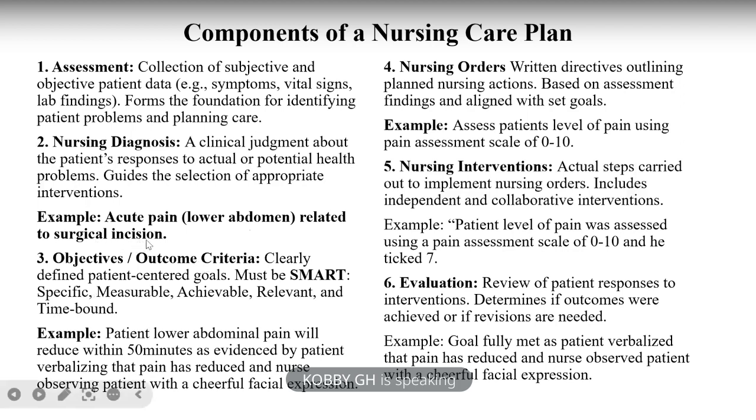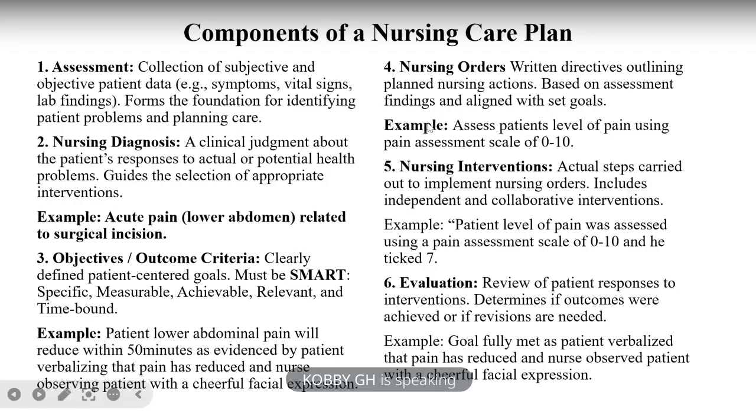And then the second part is what caused that problem. Okay, so the nursing diagnosis is the problem related to the cause of the patient's problem. Now, the objective or outcome criteria is just the same as the objective or outcome criteria that we've done. The key thing is, the objective should be what? SMART. Okay, objectives should be SMART.